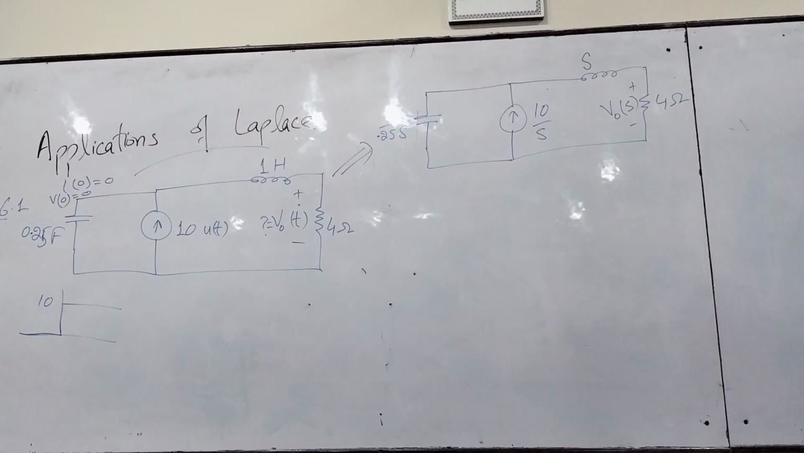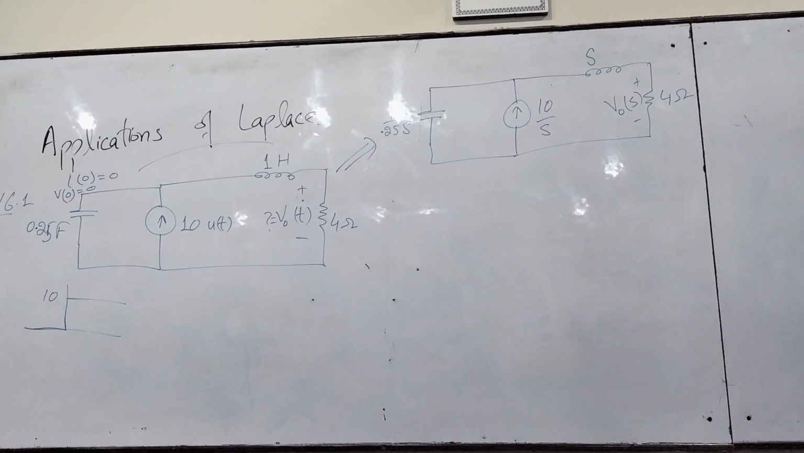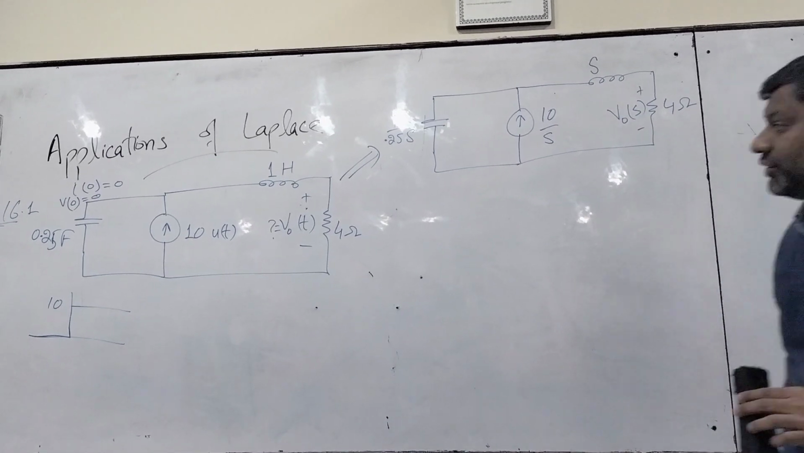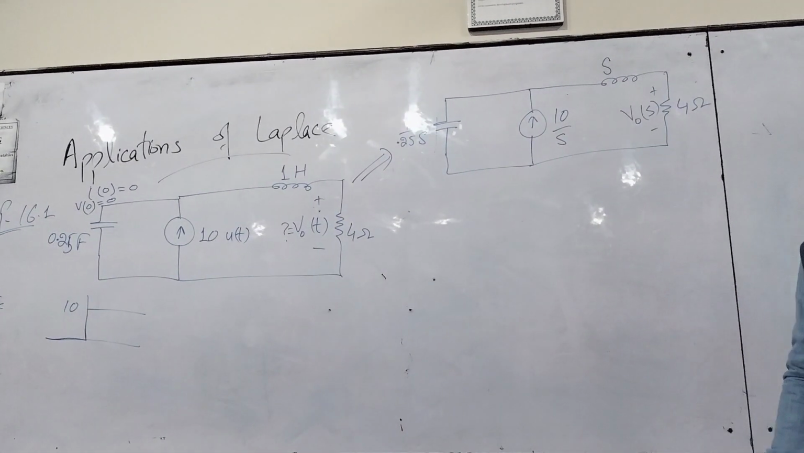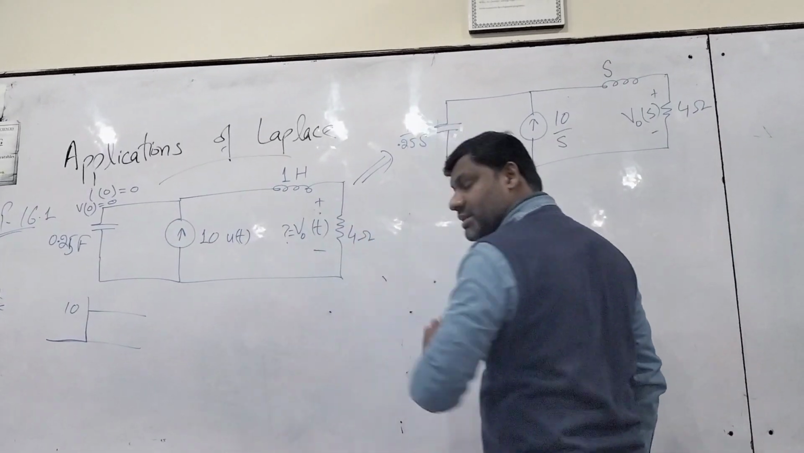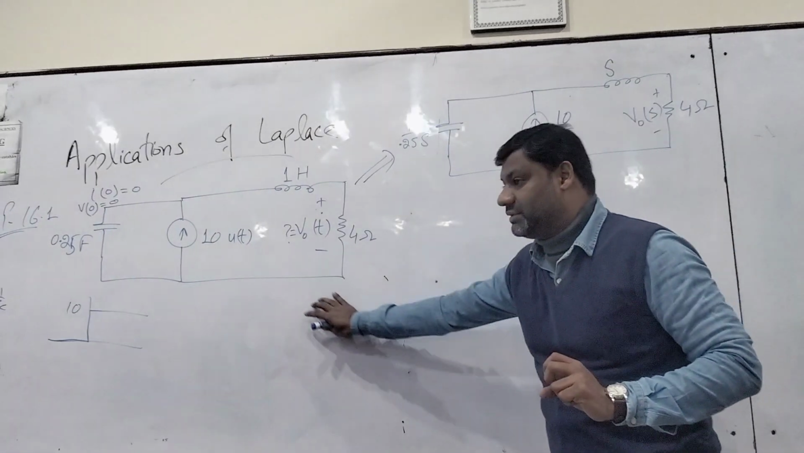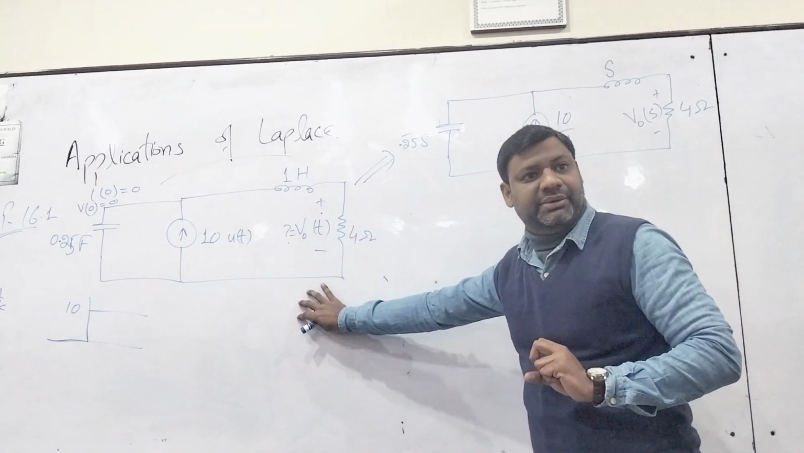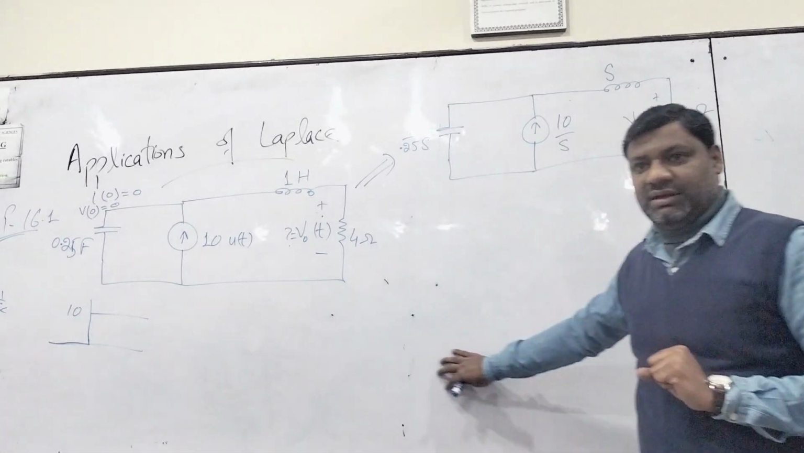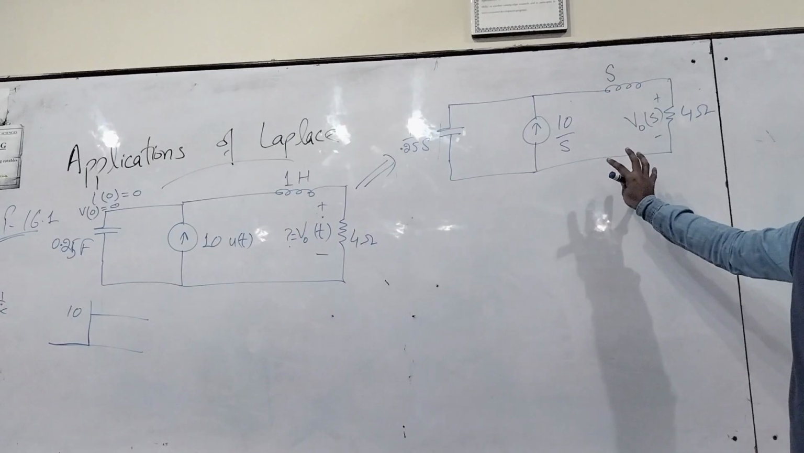So when we solve this circuit, we will be able to find V naught of s, not V naught of t. But in the question, he is asking to find the value of V naught of t. It means we have to take the inverse Laplace. Please consider it. If you leave the answer in the Laplace domain, you will not be able to secure full marks.